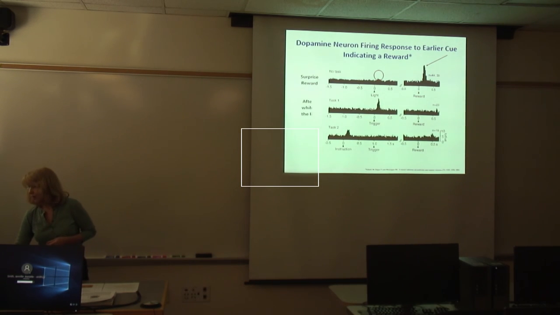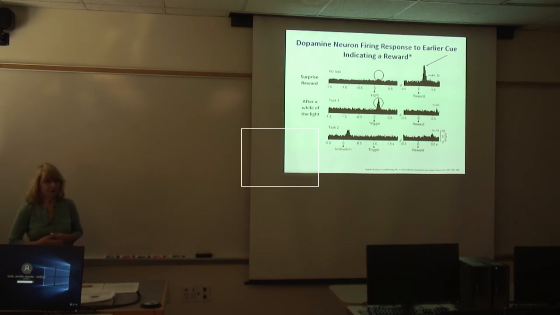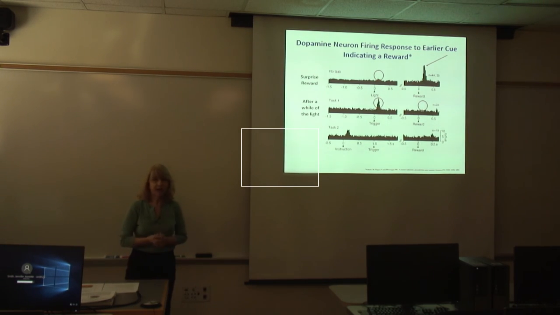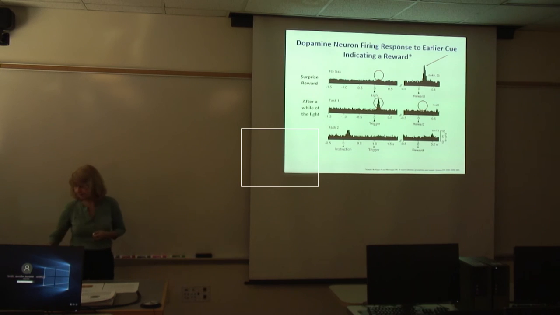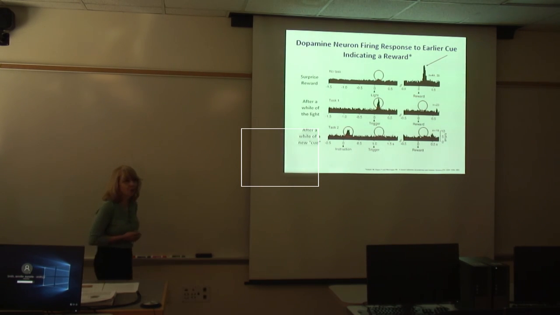And again, now we get the monkey used to the fact that the light signals that they're going to be getting a reward, and sure enough, the monkey's dopamine neurons start to fire at the sight of the light, but they don't fire when he actually gets the reward, because he already knew it way back when, so no reward response. In this case, they start another cue. Maybe it's a bell ring and then a light. And as you would probably predict, eventually the monkey's neurons start to fire at the first cue. And they don't fire at the second cue or the reward.